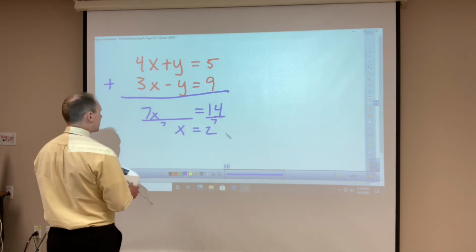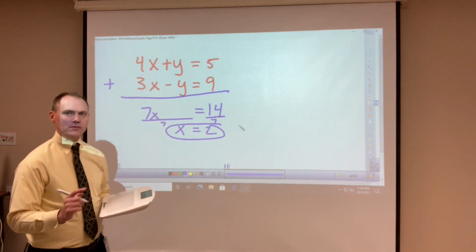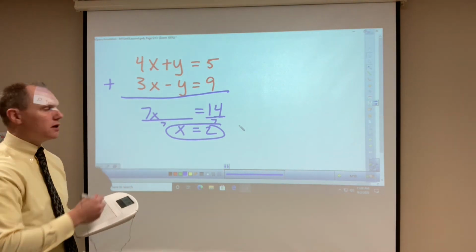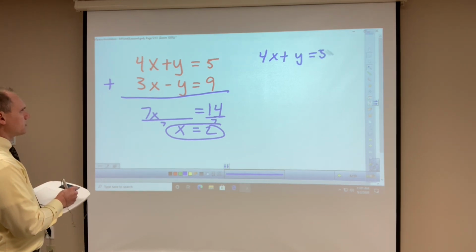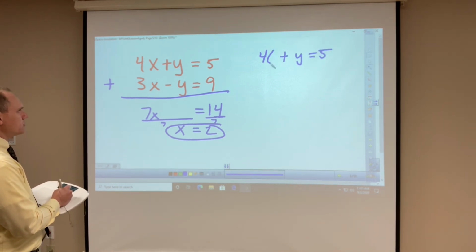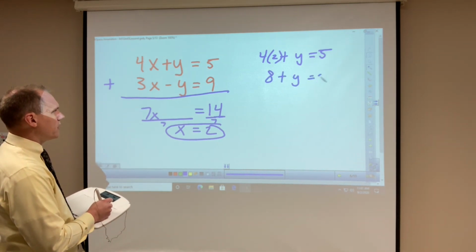All right, so now that we know that x is 2, we can use that to solve for y. Just like we did with substitution, we're going to substitute that back into one of the original equations, maybe the top one here, 4x plus y equals 5. We know that x is 2 now, so we can put that in here. So we have 8 plus y equals 5.